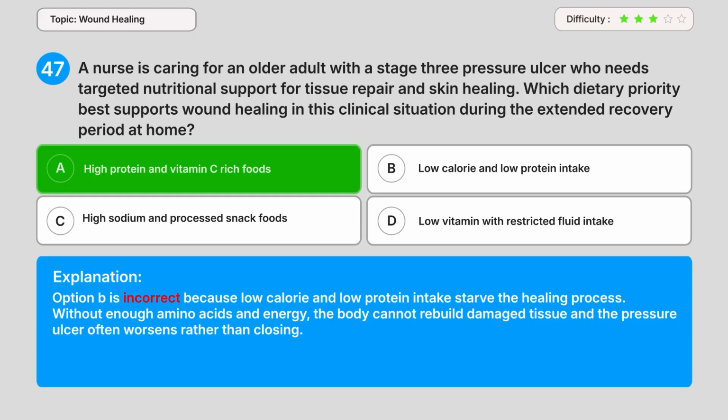Option B is incorrect because low calorie and low protein intake starve the healing process. Without enough amino acids and energy, the body cannot rebuild damaged tissue, and the pressure ulcer often worsens rather than closing.